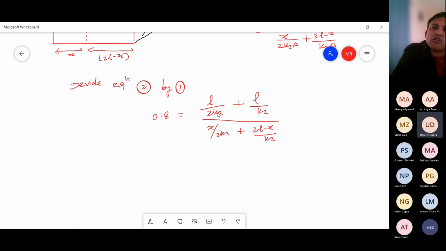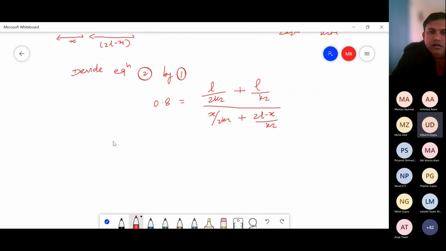This K2 also we can take common, and this will also get cancelled out. So find out how L and X is related. X is equal to L by 4, I think. Yes. So are you all getting the same? X will be obtained as 0.25 L.